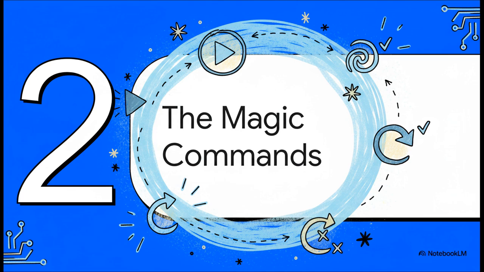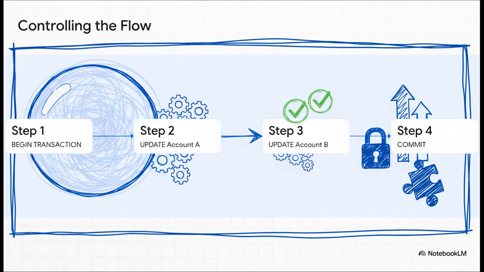So, how do you actually control this safety bubble? Well, it turns out developers have these 3 magic commands that give them total control. Let's see how they work. Okay, here's our bank transfer again, but this time we're going to do it the safe way. First, we say begin transaction. That puts up the walls of our safety bubble.